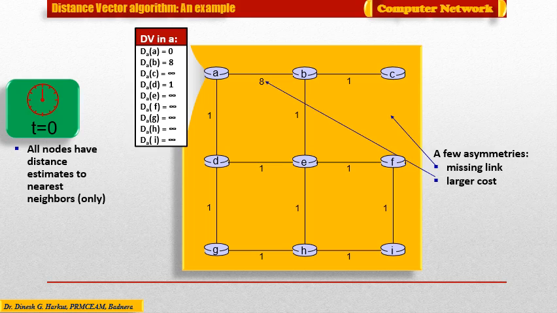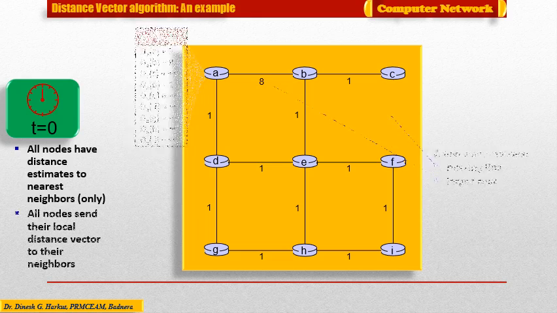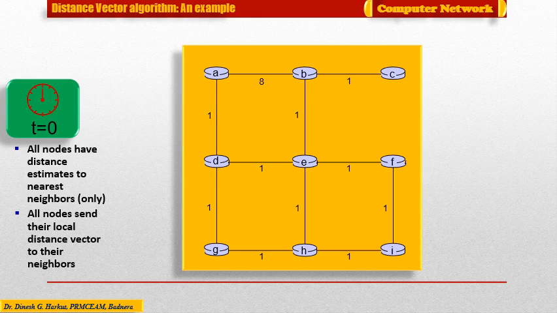To be very practical, a few asymmetric links were considered. Here, one of the links is missing, and this value is the largest among all these. All nodes then send their local distance vector to their neighbors. Each and every node will send its own local distance vector to its neighbors.